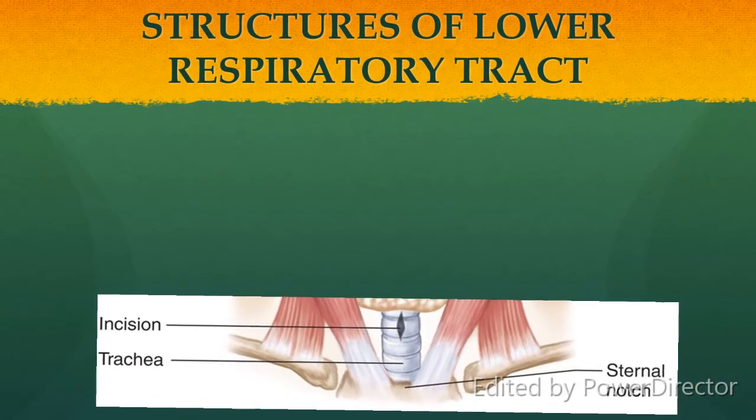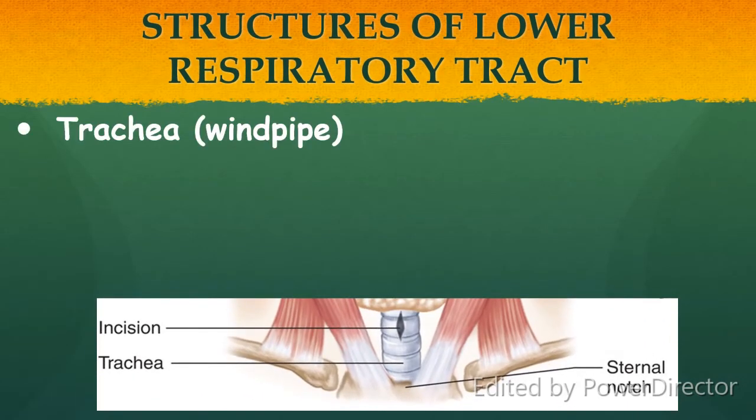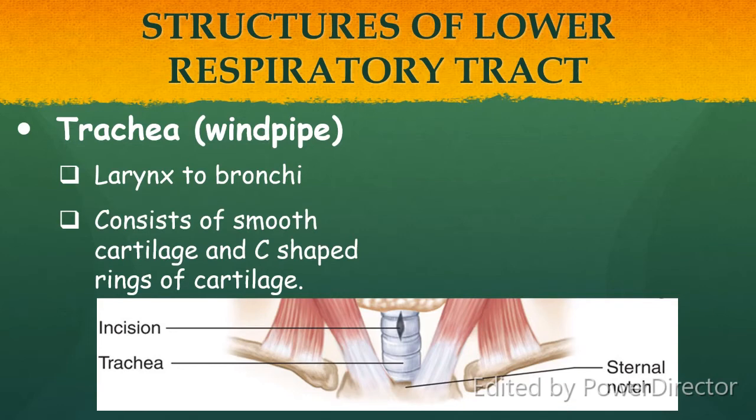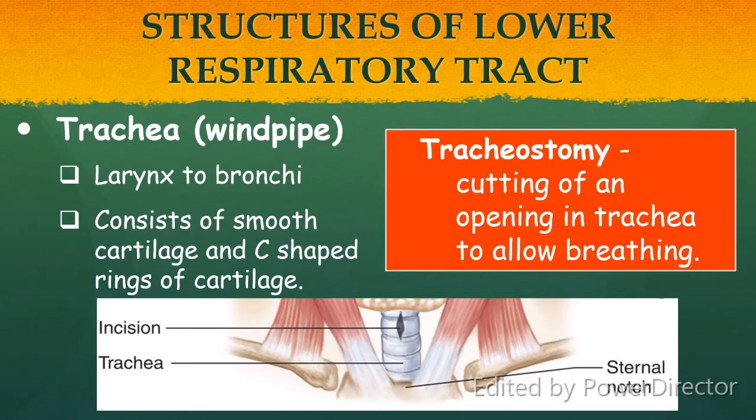The next part is the trachea, also called the windpipe. It is located from the larynx to the bronchi, and it consists of smooth cartilage and C-shaped rings of cartilage. So this incision is an operation resulting from tracheostomy, a cutting of an opening in the trachea to allow breathing.